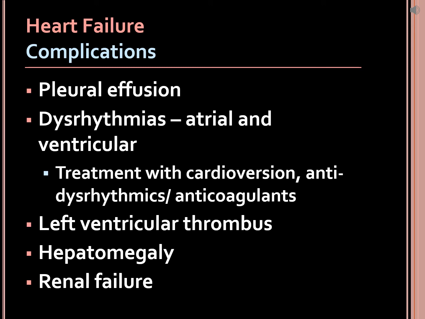Other complications are left ventricular thrombus and hepatomegaly, which we mostly see with right ventricle failure. This can lead to impaired liver function, fibrosis and cirrhosis of the liver and the associated problems that accompany that, as well as renal failure. That's related to the decreased cardiac output that accompanies chronic heart failure. It decreases the perfusion to the kidneys, which can lead to renal insufficiency and eventually to renal failure.